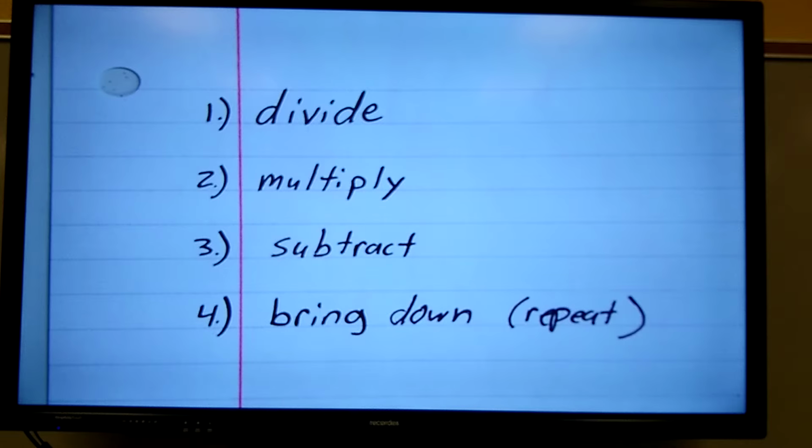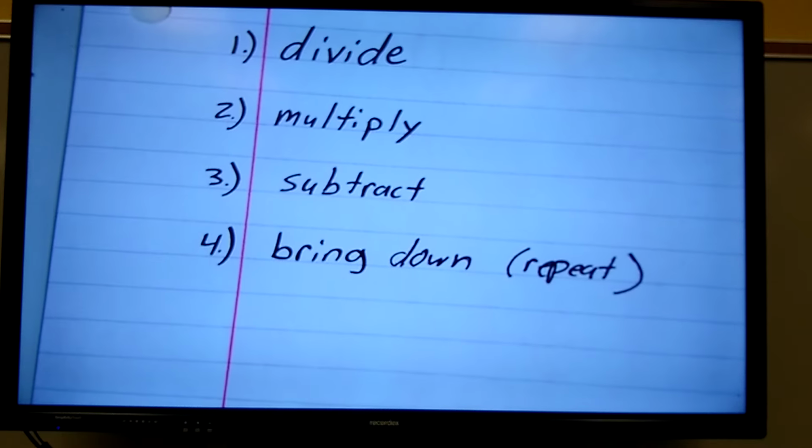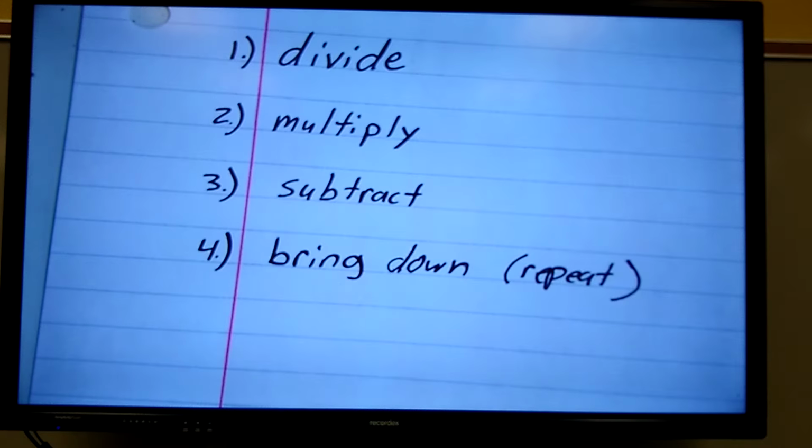All right, you little fifth graders, let's practice division of whole numbers when you have a two-digit divisor. Remember the steps. Divide, multiply, subtract, bring down. Then you repeat if you have to, and usually you will. Divide, multiply, subtract, bring down. Divide, multiply, subtract, bring down.